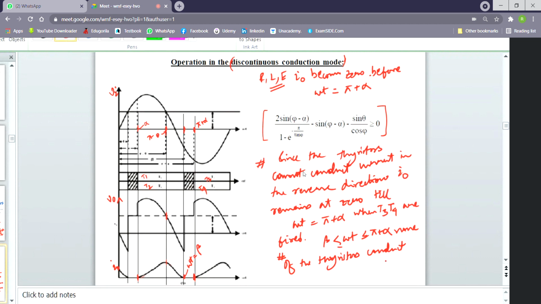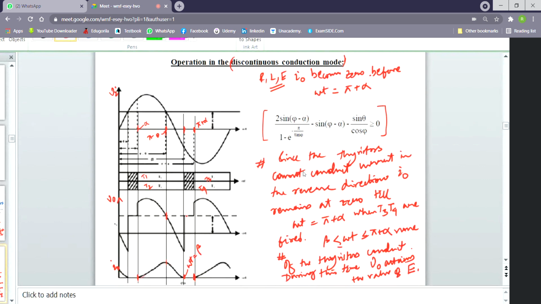Okay, and so what will happen? During this time, we can easily see that V0 attains the value of E.